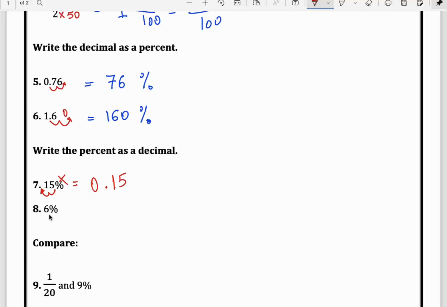In the next question, we will do the same, move it 2 digits, but we have only 1 digit, so that's why we need a 0 here. So it will be 0. We don't have a whole number, so put a 0 in the whole number. So 0.06. I will stop here to see if you have any problems.